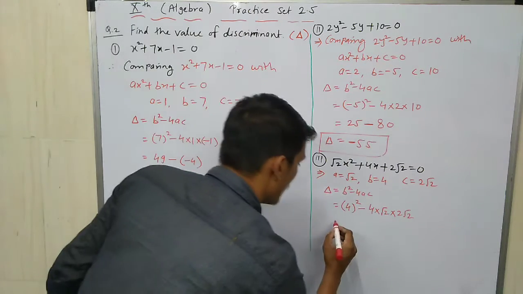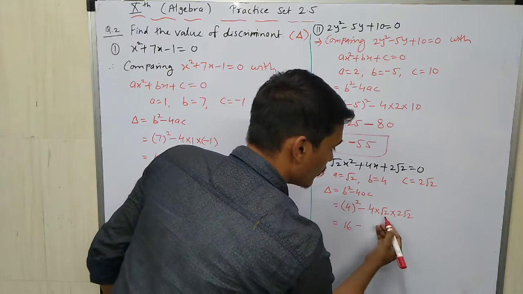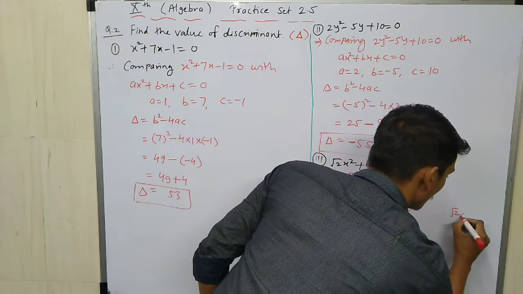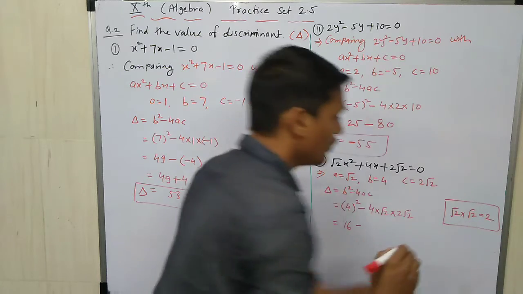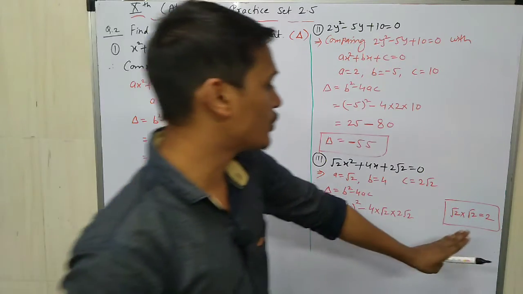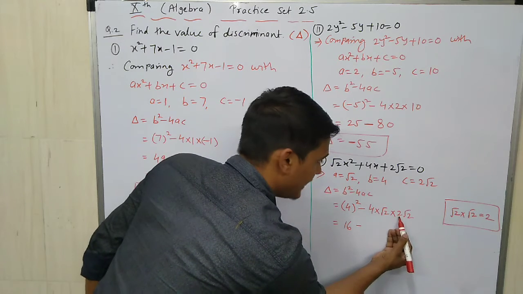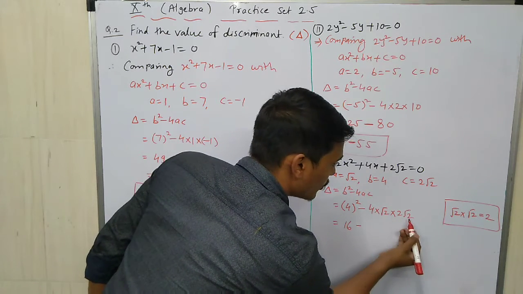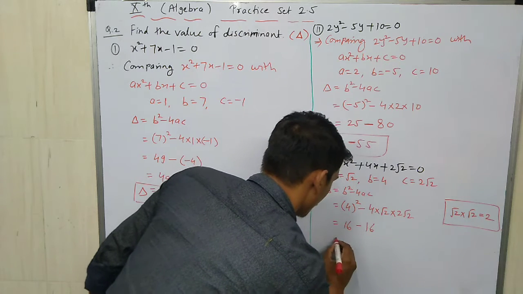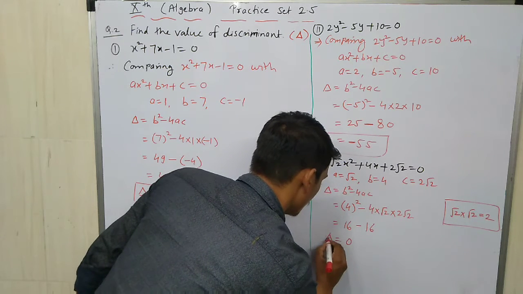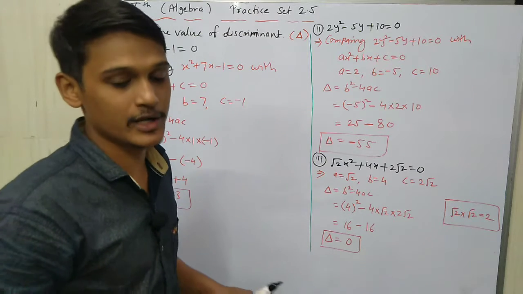Clear? Now 4 square means 16, minus 4 root 2 into root 2. Root 2 into root 2 is equal to 2. You got it? There, 4 into 2 is 8 and root 2 into root 2 is 2. 8 2s are 16. 16 minus 16, the value is 0. Understood?